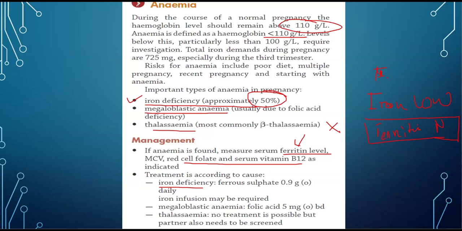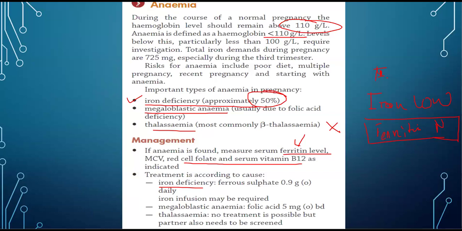They don't give you iron studies or ferritin as an option, because that's not actually a good option. But if you actually get something like that, iron studies versus ferritin, ferritin is specific, so you would choose ferritin.